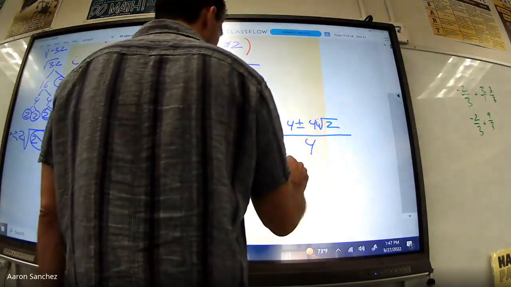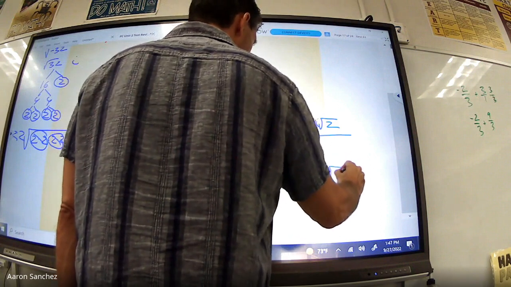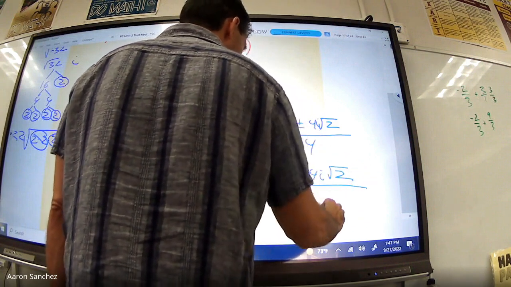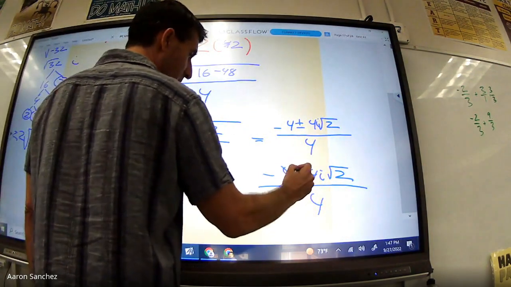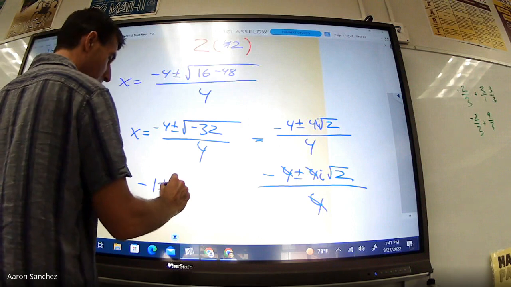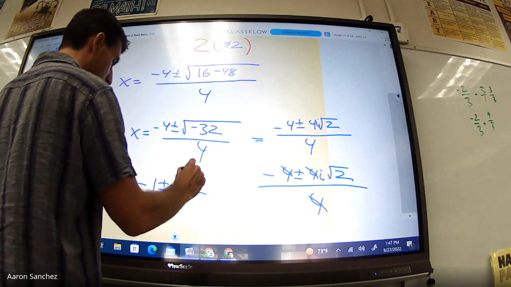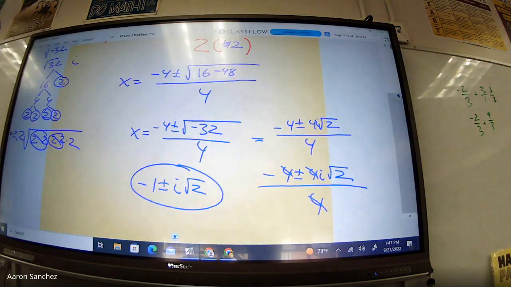Let me write it better. Negative 4 plus or minus 4i root 2 all over 4. Can you guys see how I would simplify it? All divisible by what? 4. So they all become 1. Negative 1 plus or minus I root 2. So that becomes 1. And that's your final answer.